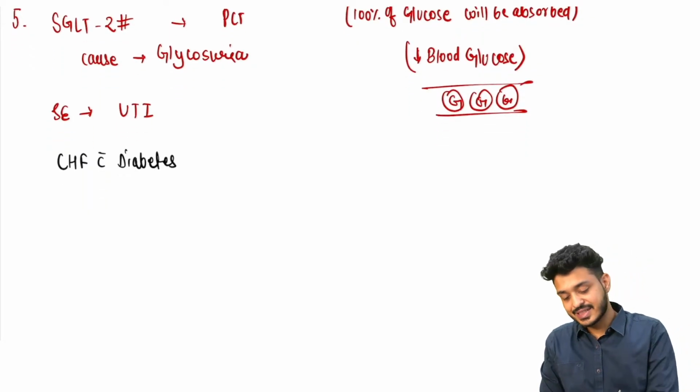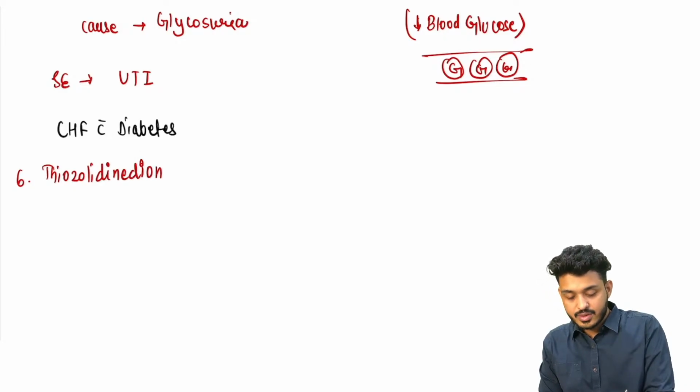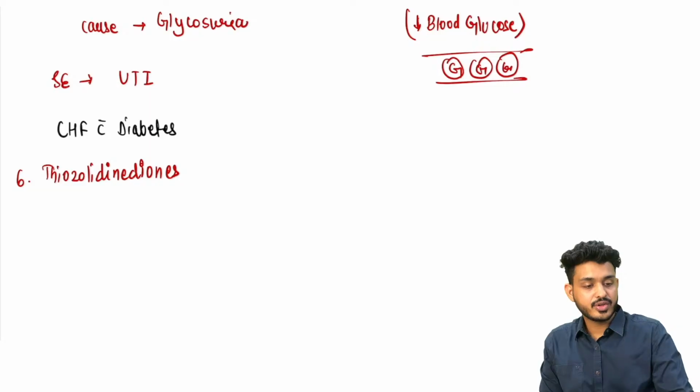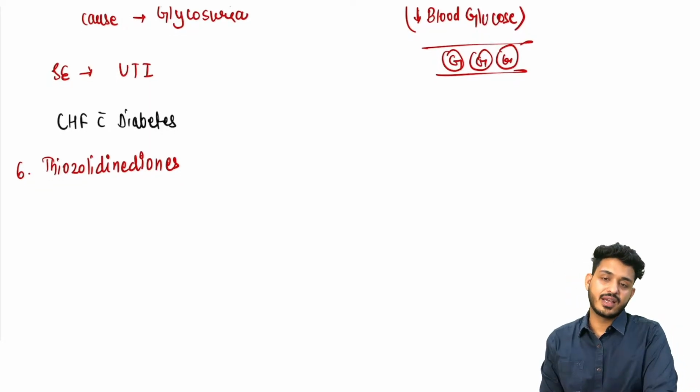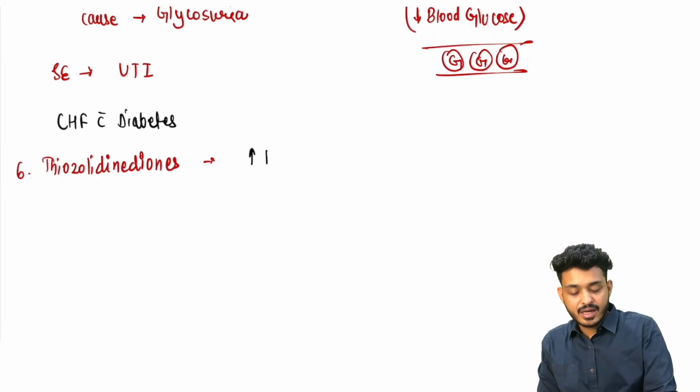Next, the sixth class of drugs: we have thiazolidinediones. These are the drugs which are going to increase your PPAR gamma activity.